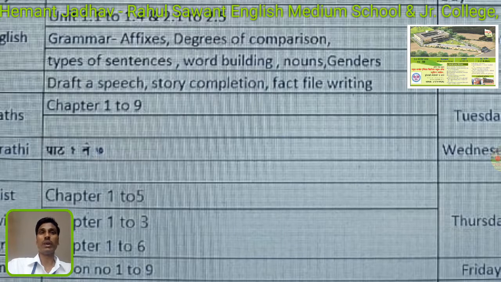So yesterday we have seen fact file writing. There are some points and you will be writing information about those points in your own words, that is fact file writing. And then today we saw two more writing skills, draft speech and story completion. I hope you will practice properly for these writing skills, okay, and try to get good marks in the semester one examination.